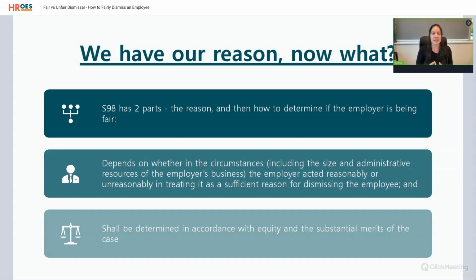So we have to consider, is the employer being reasonable? This depends on whether, in the circumstances, including the size and administrative resources of the employer's business, the employer has acted reasonably or unreasonably in treating the reason they've selected as sufficient for dismissing that employee. That's determined in accordance with the equity and the substantial merits of the case. So what a judge is going to look at is the reason that we've selected, conduct. Have we been reasonable in relying upon that? And have we been reasonable in terms of, is it enough to get to dismissal?